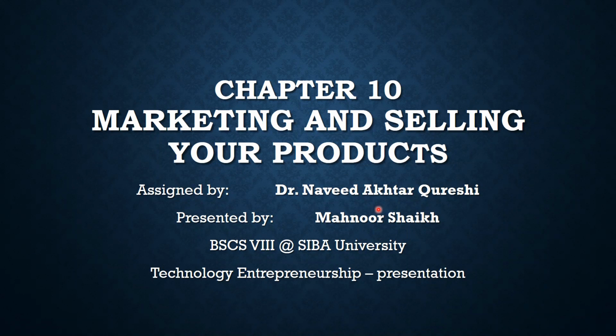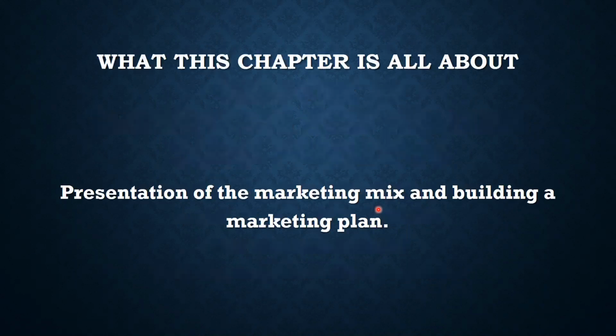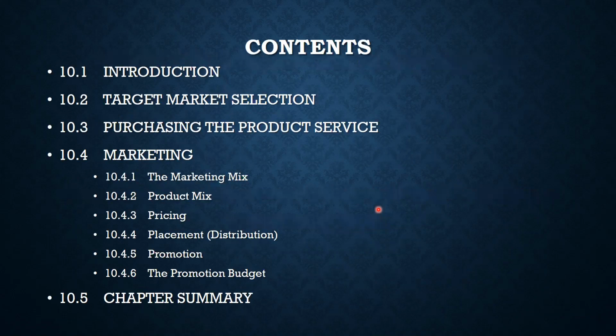What are the constituent parts? What are the sections and subsections of this chapter? First of all, we need to know what this chapter is all about. It's a presentation of the marketing mix and building a marketing plan. We'll look deeply into what the marketing mix is and what this marketing plan means. These are the contents of this chapter.